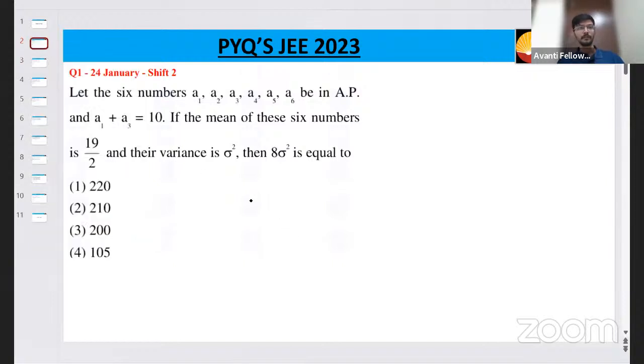Okay, so first question is here. Let's go. I'm giving you time to read. Let the six numbers be in AP. If the mean of these six numbers is 19 by 2 and their variance is sigma square, then 8 sigma square is. Okay, so these numbers are in AP.